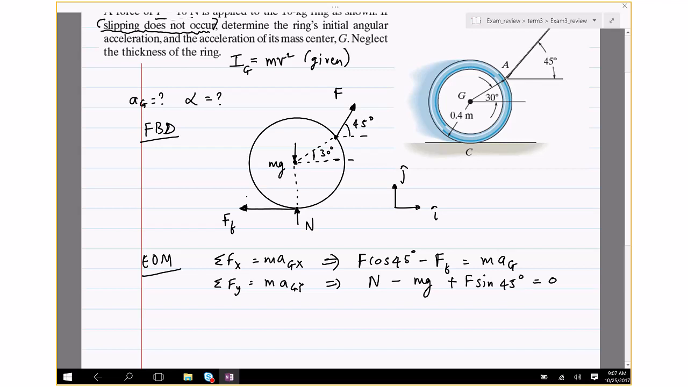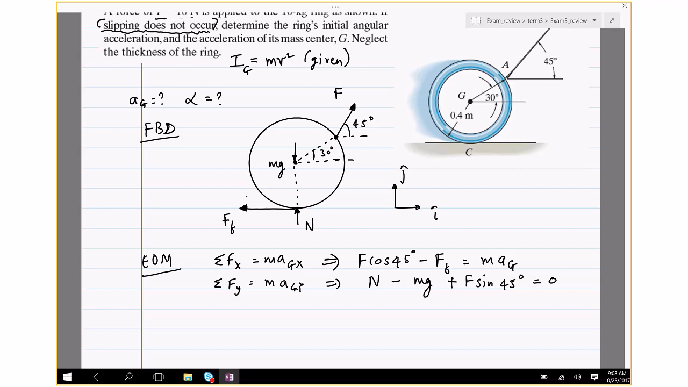We have the moment equation. Now, when you write a moment equation, we have a choice. We can write moment about any point. You can write moment about G, moment about A, where A is the point of application, or about C. You could choose any point on the ring or outside the ring, it doesn't matter. However, you want to judiciously choose the point at which you apply the moment equation so as to eliminate as many forces as you can.